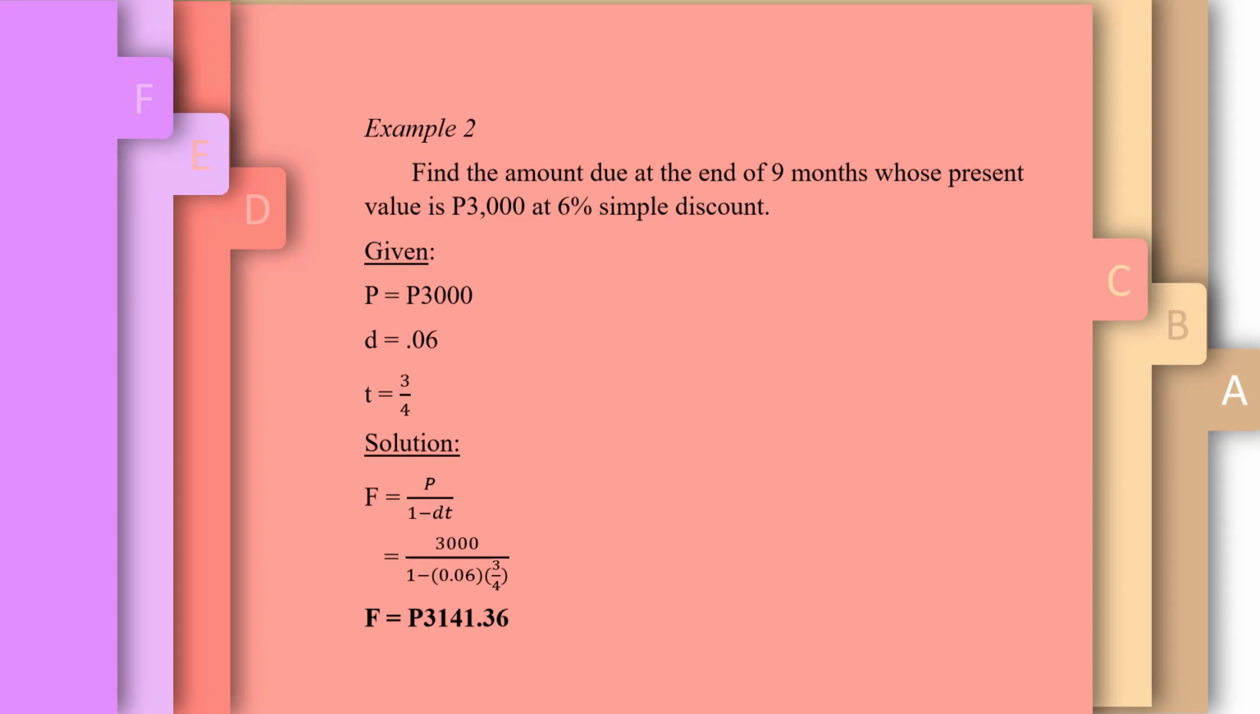And 6%, which is our discount rate. So, since the amount that was asked is the amount of maturity, our formula here is F equals the principal amount over 1 minus D times T, or discount rate times time. So by substitution, we have 3,000 over 1 minus the product of 0.06 and 3/4 or 0.75. So we have 3,141.36 pesos, which is the amount of maturity.